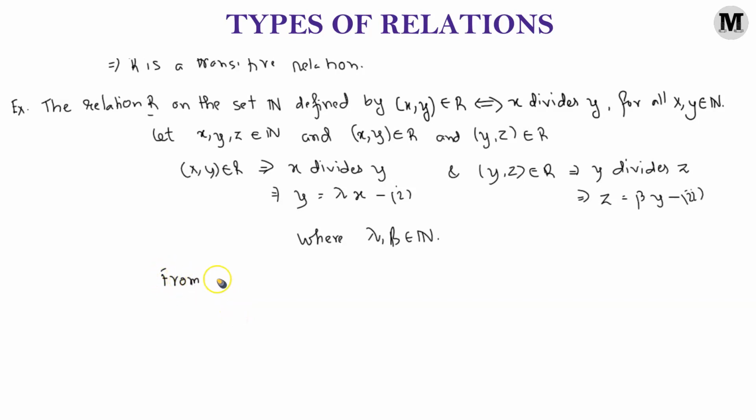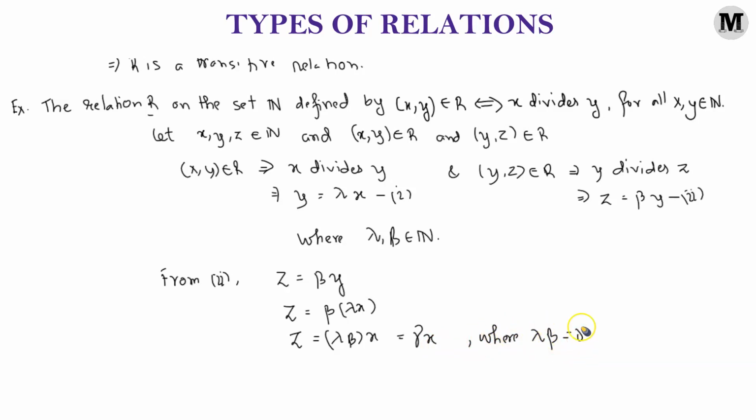So from 2 we have considered that z is a multiple of y, so z equals beta times y. Again, what is y? From 1 we can replace y with lambda times x, so z must equal beta multiplied by lambda times x. We have z equals lambda times beta multiplied by x. Now lambda and beta are both natural numbers, so their product is also some other natural number. We don't have to worry about this value, or we can replace it with some other natural number, gamma. So z comes out to be equal to gamma times x, where we are considering lambda times beta to be equal to some constant gamma, which is a natural number. We don't have to worry about that value.